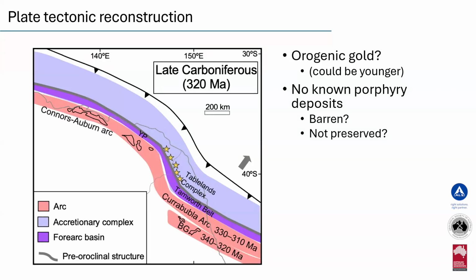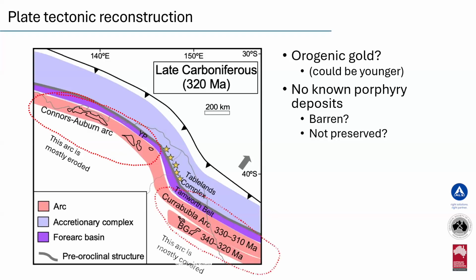Maybe it's a matter of preservation. This arc here is mostly eroded. We find mainly deeper sections of the granites. Those arcs here are really mostly covered by the Sydney and Gunnedah Basin. So, if the arc was more fertile, maybe we don't have access to it.